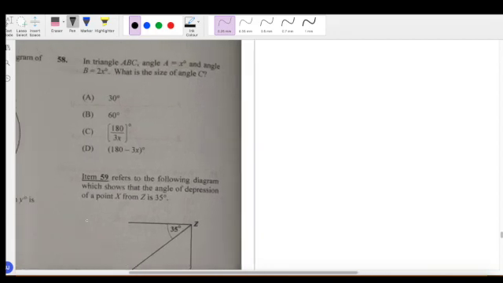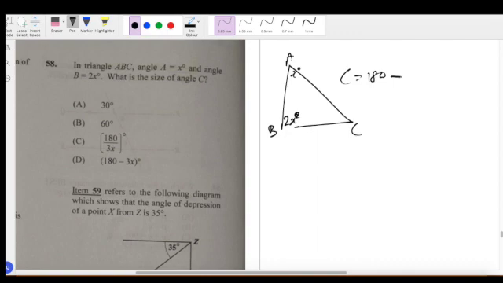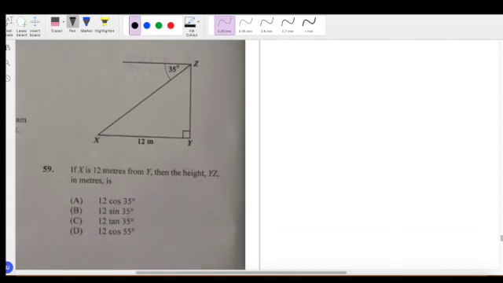58. In triangle ABC, the angle A is x degrees and angle B is 2x degrees. What is the size of angle C? So if we have a triangle here, A, B, and C, A is x degrees, no, sorry, B is 2x degrees, so C will be 180 minus (x plus 2x), which is 180 minus 3x.